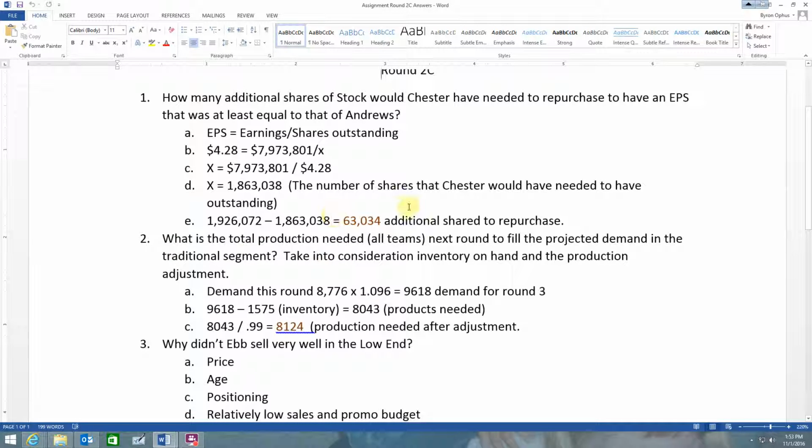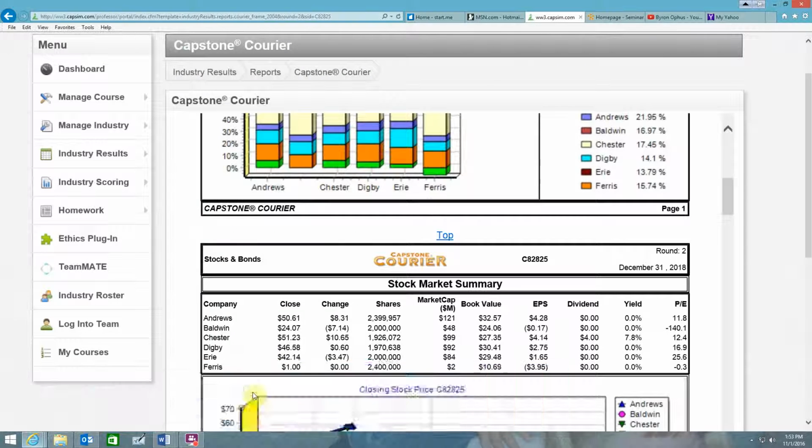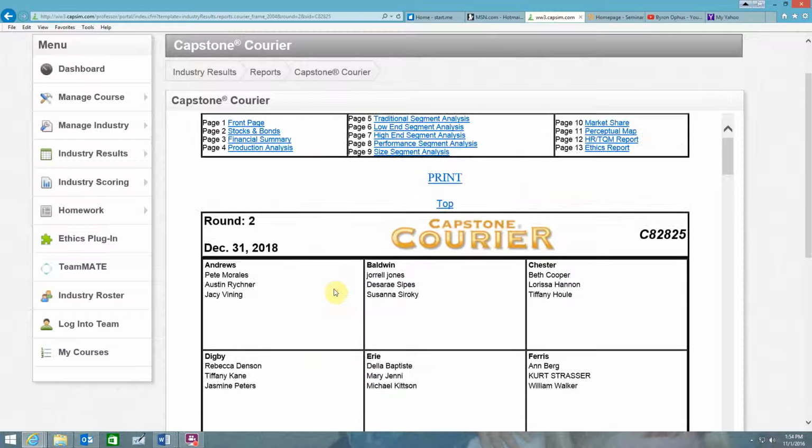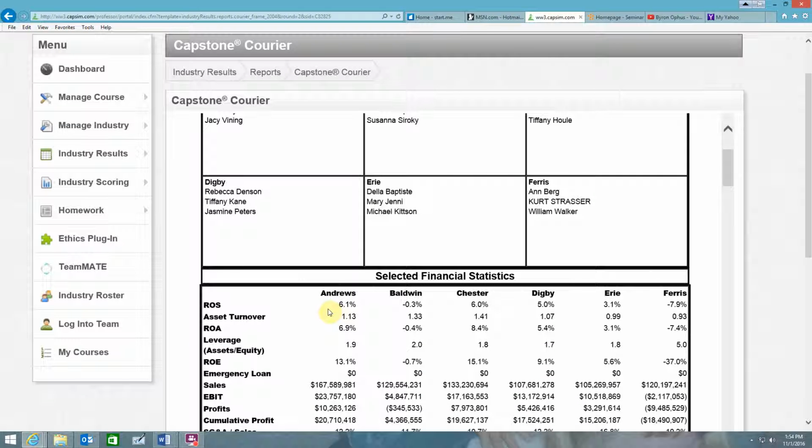each round. Question 2: what's the total production needed, all teams, next round, to fill the projected demand in the traditional segment, taking into consideration inventory on hand and the production adjustments? Let's talk about the inventory on hand, which we should know, but what's the production adjustment? If you look at your decisioning, and you can read it in the guide too, when you're making your production decisions, if you put in 1,000 that you want to produce, you'll see that it's only going to make 990.